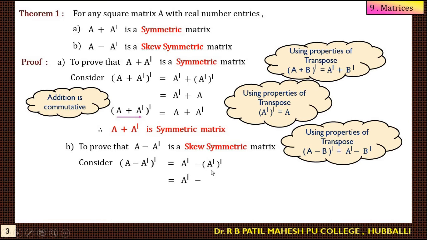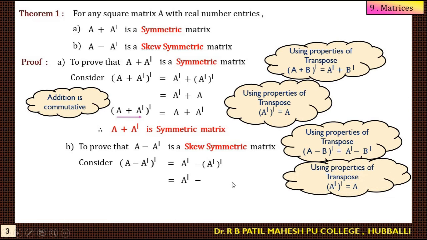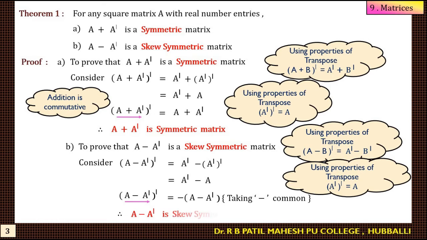So A dash as it is, now this is equal to A, so therefore replace A. Now let me take negative common, so you will get a minus outside into bracket A minus A dash, which is nothing but the same term, the left side term. Therefore, A minus A dash is a skew symmetric matrix. So it is a very simple proof: just find the transpose of these and get the same term, you will get the symmetric; and take the transpose of this, get the same negatively equal, then it is called a skew symmetric.